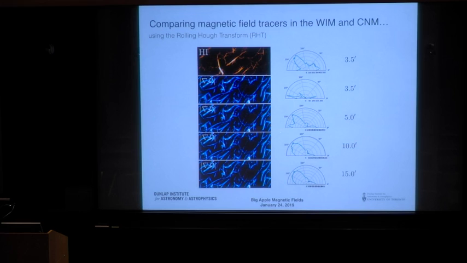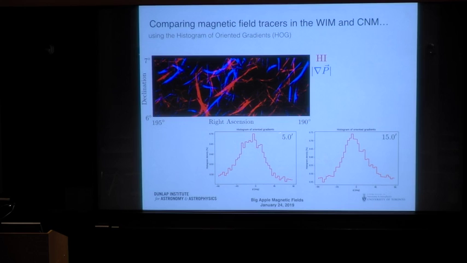Somewhat similarly, because I only have a minute now, I did something very similar with what's called the histogram of oriented gradients, written by Juan Soler. Very similarly, using first the Rolling Hough Transform to pick up the linear features in these two different maps, where in the top, the red is the HI linear features and the blue is the linear features in the polarization gradient, I then use the histogram of oriented gradients to try to compare these structures. The bottom shows two different resolutions from these plots. I picked out two different resolutions and tried to compare their relative orientations, to look for similarities.